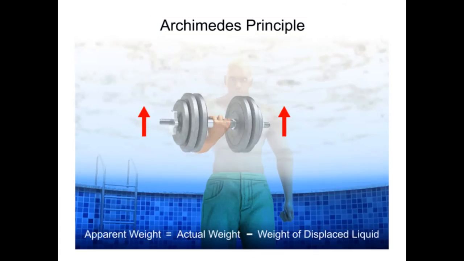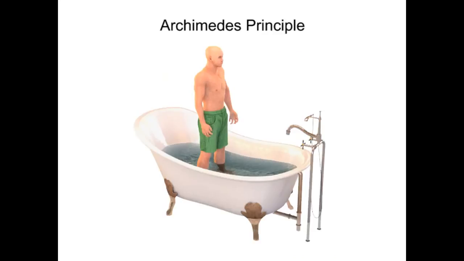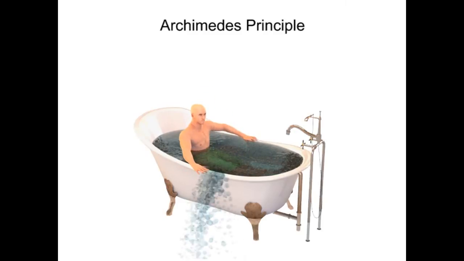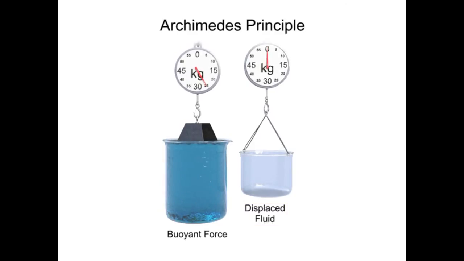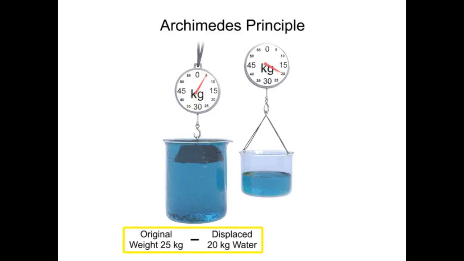Archimedes' principle was discovered by Archimedes of Syracuse in the 3rd century BC when he sat in the bathtub and noticed the water rising around him. The principle states that the upward buoyant force exerted on any object submerged in a liquid is equal to the weight of the fluid that it displaces. If we submerge a 25 kilogram weight and it displaces 20 kilograms of water, then its apparent weight underwater is 5 kilograms, the original weight minus the weight of the displaced water.